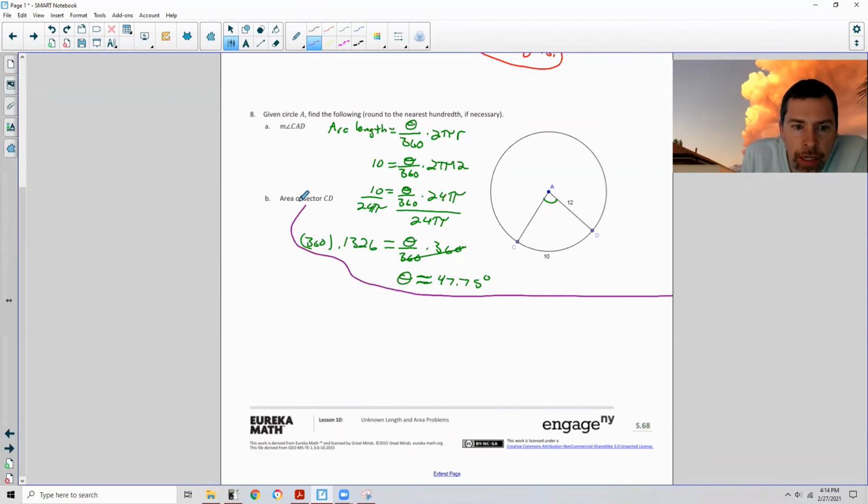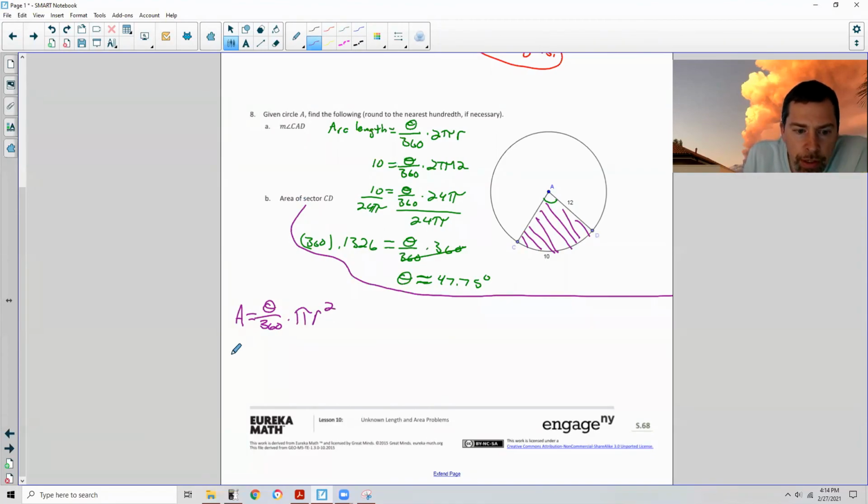Let's do this. Area of sector CD. So I want the area. It's this piece of pizza, if you will, or slice of pie. What is the area of this? Well, area of a sector equals central angle over 360 times pi r squared.